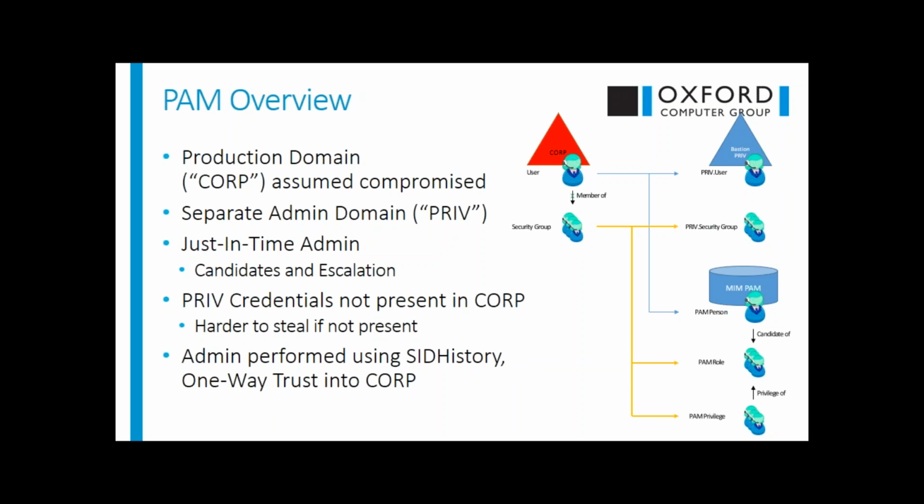Their credentials remain in priv. They will access corporate resources from a priv workstation. Their priv credentials remain in priv, and they'll use a one-way trust and SID history to access the resources in Corp that they previously were administering. So that's the 1-minute summary of what PAM does in the initial release.